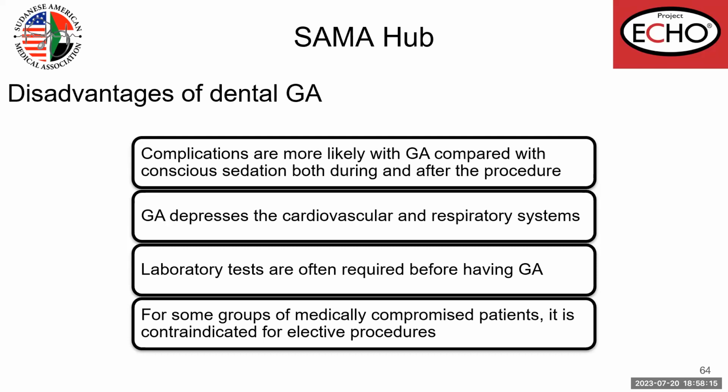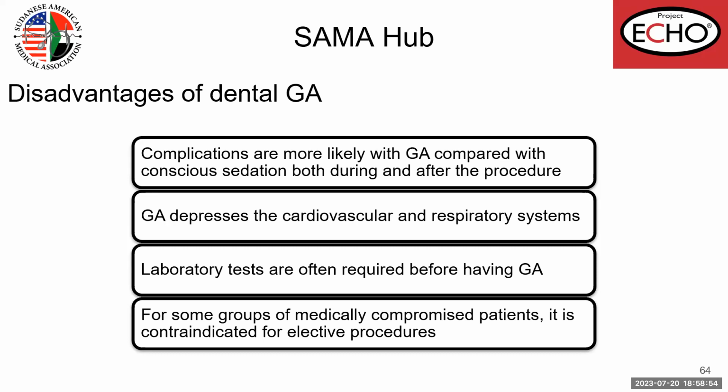For some groups of medically compromised patients, it's contraindicated for elective procedures. So sometimes we used to have very complicated cases in terms of medical problems. And usually when we refer the child to his doctor for clearance, the doctor refuses to give the clearance. He says, no, if this is elective, the child is not in severe pain, we prefer to give the child, for example, only an analgesic for the dental pain. I will not give clearance at this stage for general anesthesia. Some of them may be in a sickle crisis, for example. So the doctors refuse to give clearance for elective procedures.